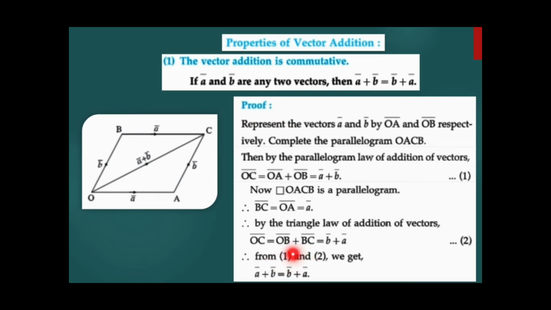Now OB bar is b bar. This BC bar is a bar. So from equation 1 and 2, we say OC bar equals a bar plus b bar equals b bar plus a bar. So this is first property. So we remember only vector addition is commutative.